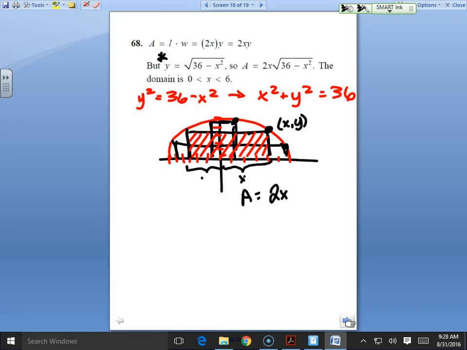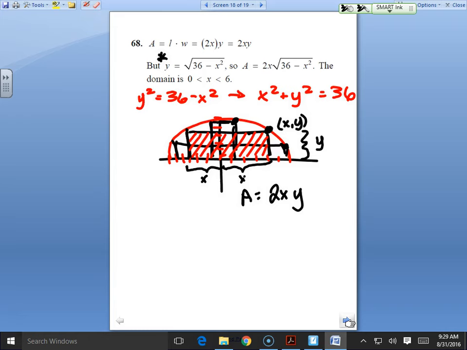If this distance is x, then this distance is 2x. Remember, x is how far over you go. So for this rectangle, x is half the length, so double it. That's the whole length. And then what could I talk about for the height? y is how far up you go. So that's why they got 2x times y, length times width, as our area formula.